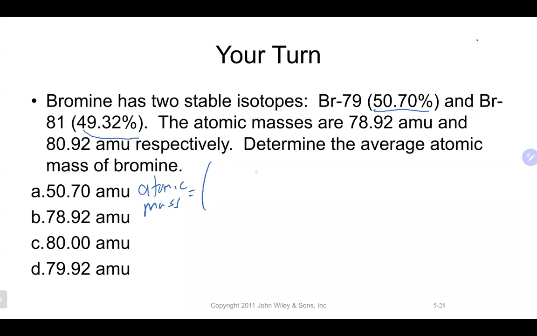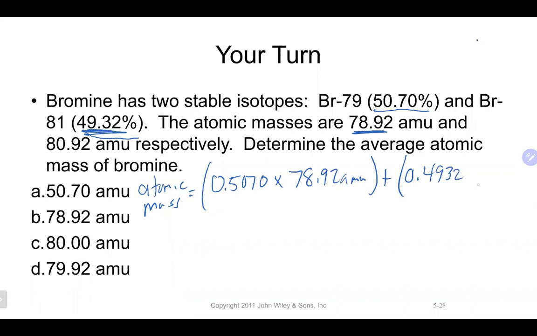Our percentage divided by 100 gives me 0.5070. We're going to times it by the first atomic mass, which is 78.92. We are going to add it to our second isotope, which has a percentage of 49.32%. That converts to 0.4932 when you divide it by 100. We will multiply it by the atomic mass of the second isotope, which would be 80.92 AMU.